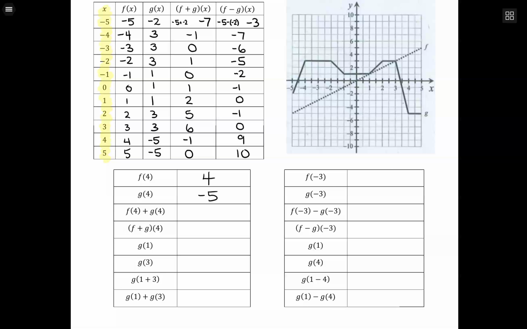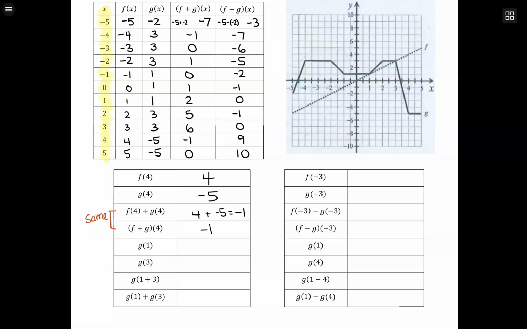F of 4 plus g of 4, two ways you can go about it. You could just add those two numbers together, or these two pieces that we're going to look at next are the same thing. So you could think of it as a separation of 4 plus negative 5, which is a negative 1, or you could just jump over to where x is 4, what is f plus g telling us, which is negative 1. So those would do the same thing.